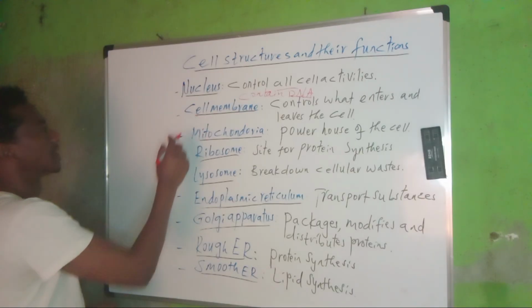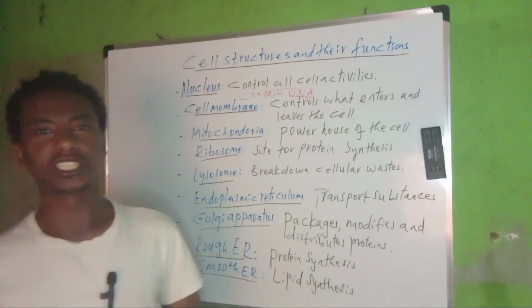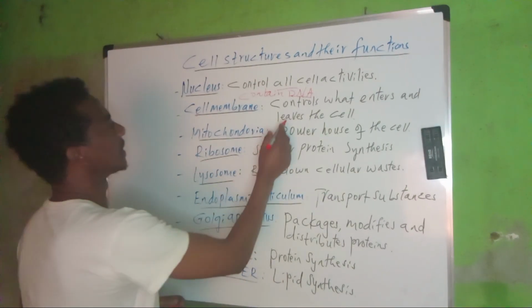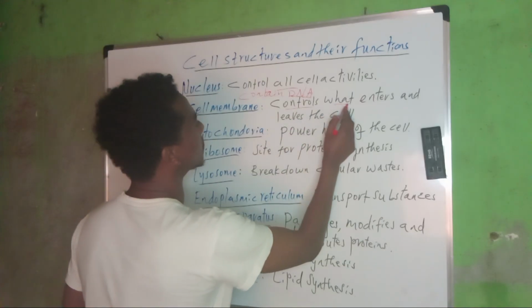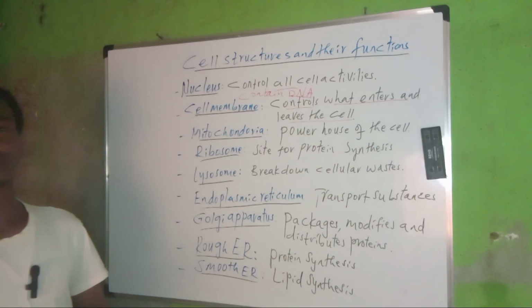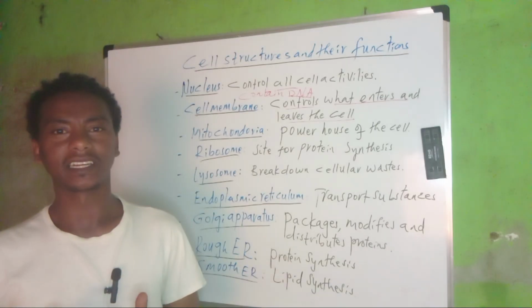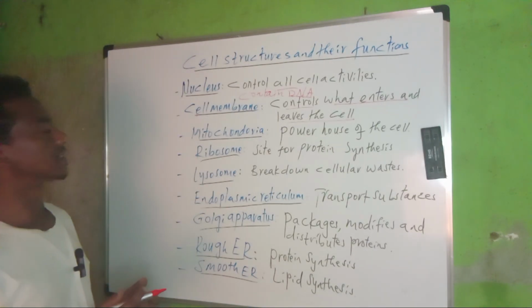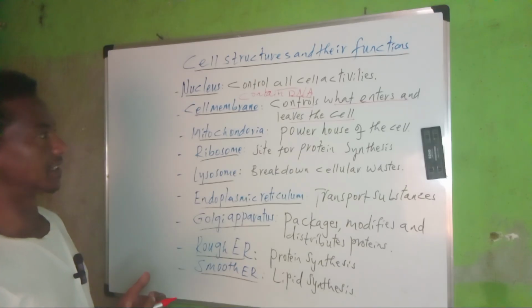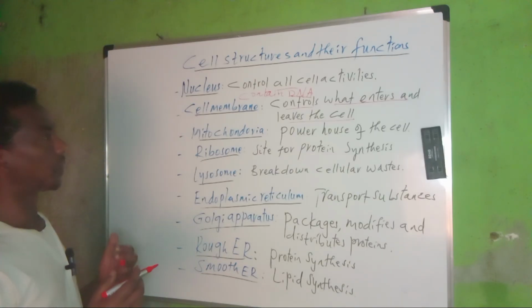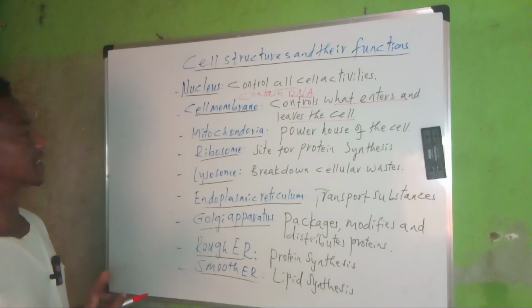Cell membrane. Cell membrane, in another name, is known as plasma membrane. Plasma membrane or cell membrane controls what enters and leaves the cell. It acts as a security guard. It controls what enters as well as leaves the cell.